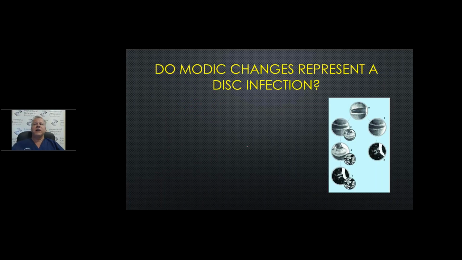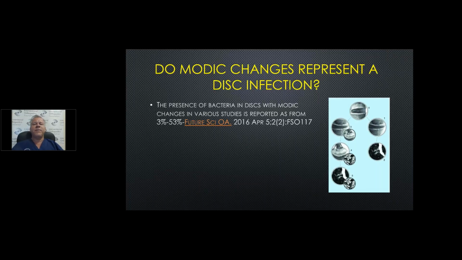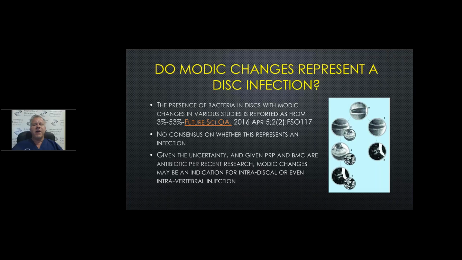And there is a huge controversy right now as to whether Modic changes represent a disc infection. So the presence of bacteria in discs with Modic changes in various studies is reported pretty wildly, from 3 to 53%. So a very, very large swing there. And there's really no consensus on whether this represents a disc infection. But having said that, given that PRP and BMC are antibiotic per the recent research, you have to wonder whether or not this is a very good place for intradiscal or even intervertebral autologous biologics.